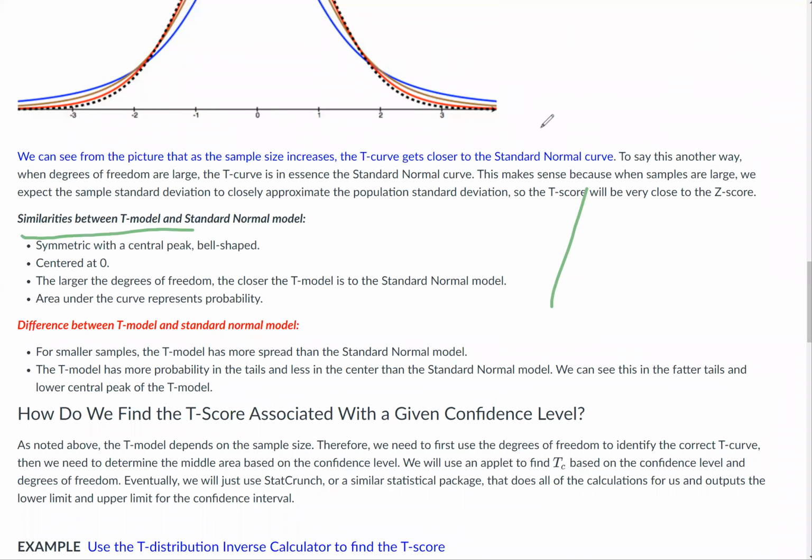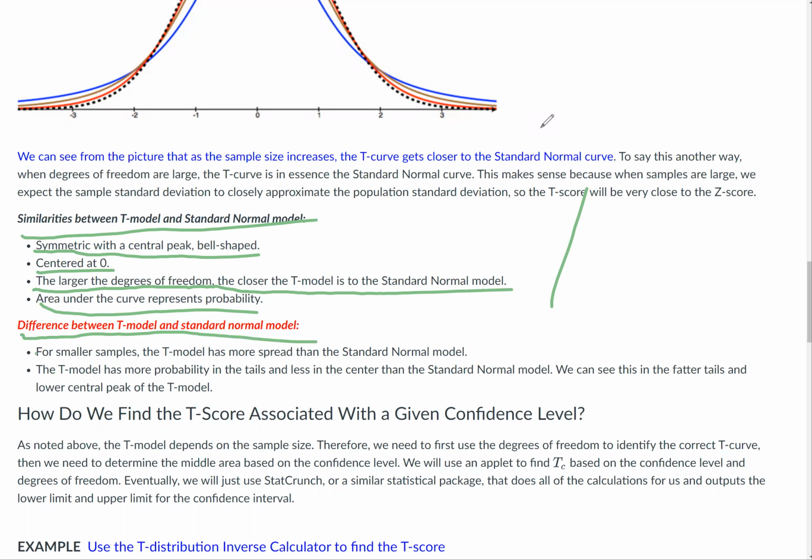Similarities between the t-model and the standard normal model: they're symmetric with a central peak, they're bell-shaped, and they're centered at 0. The larger the degrees of freedom, the closer the t-model is to the standard normal curve, and the area under the curve represents probability. But there are differences between the t-model and the standard normal model.